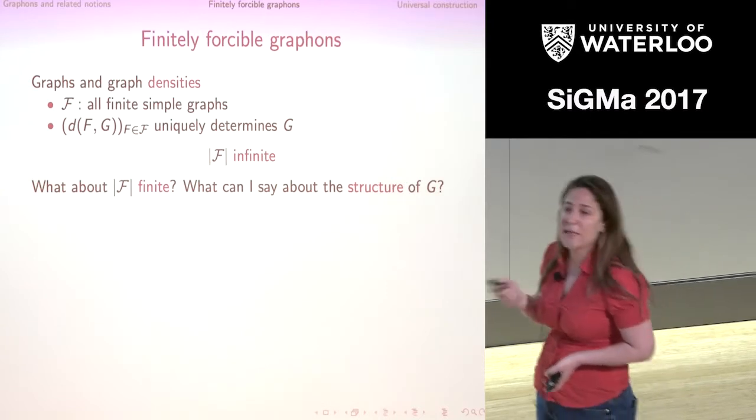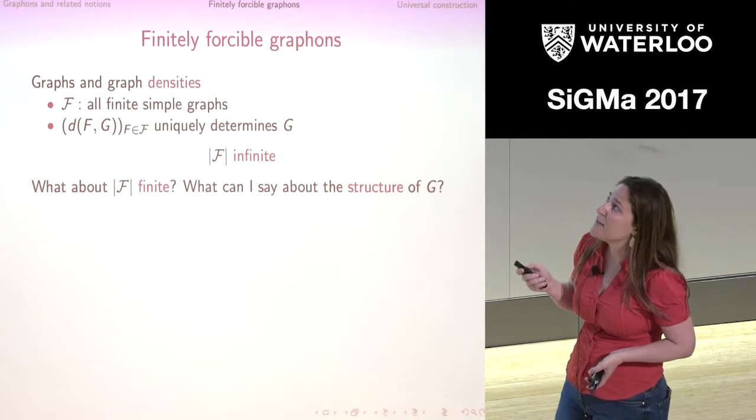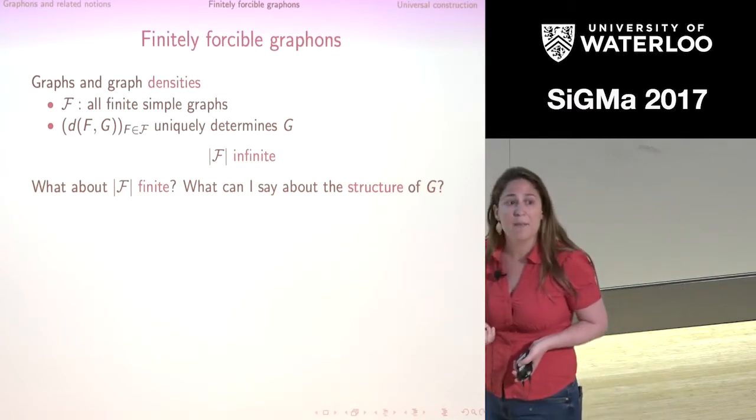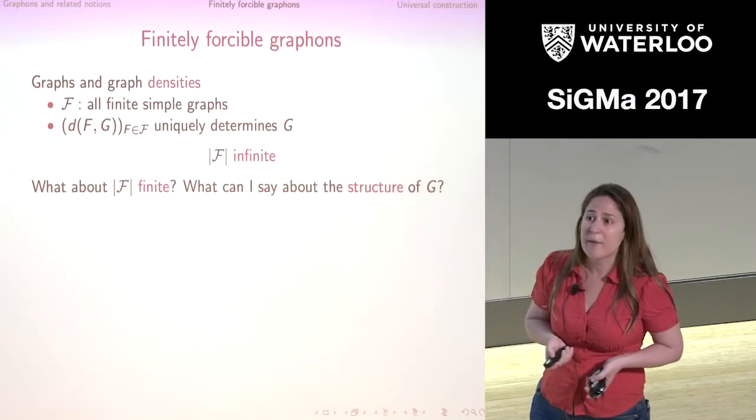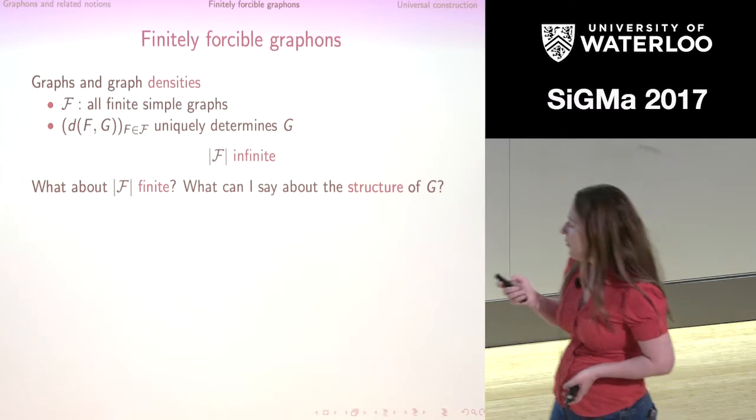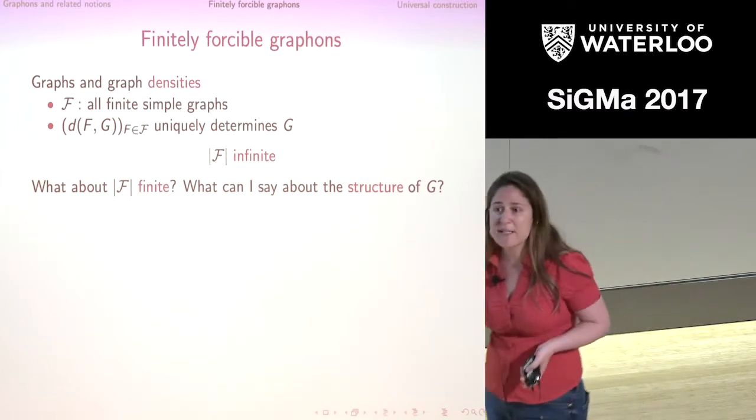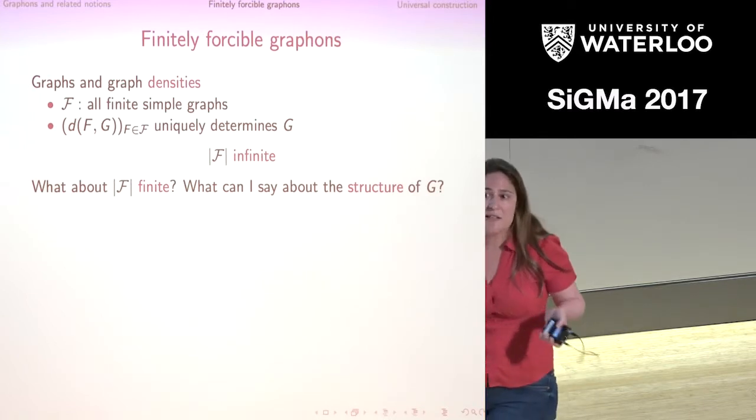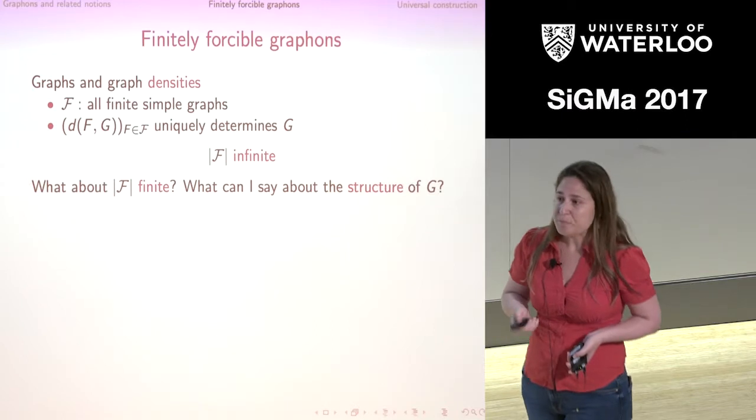So basically, a natural question would be, what if the set of graphs that we are looking at is not finite anymore? It's infinite. Can I say something about the structure of this graph? Of course, if I just consider, for example, edge density, and I just tell you edge density is half, I cannot tell anything about the structure of this graph.